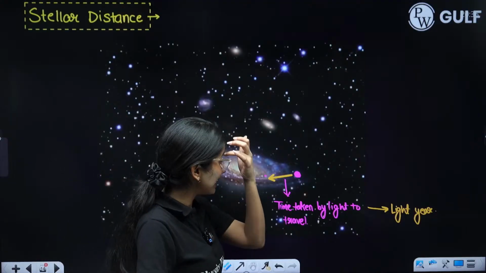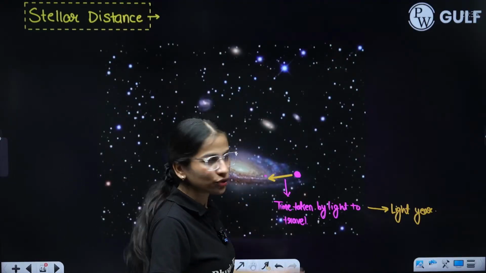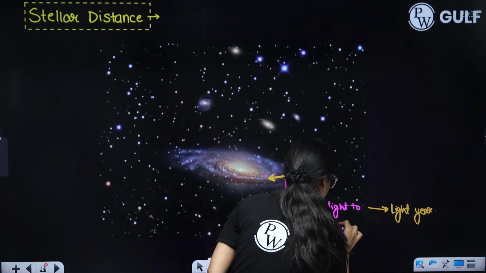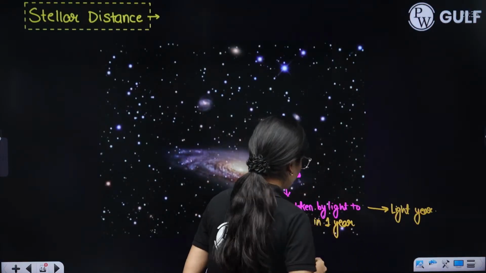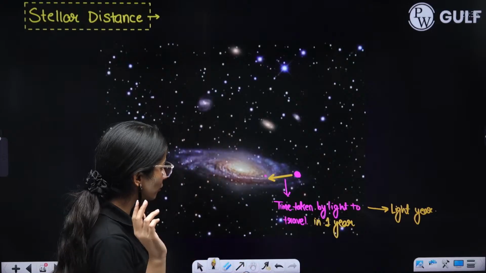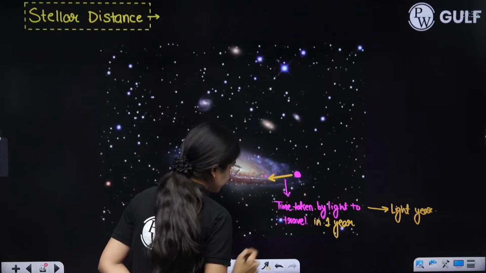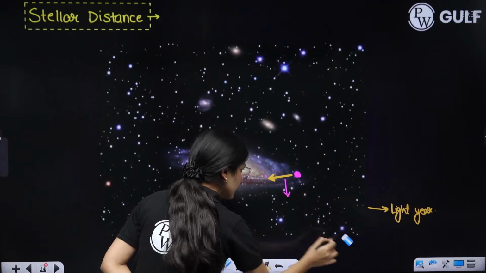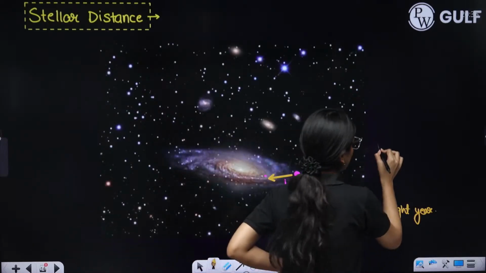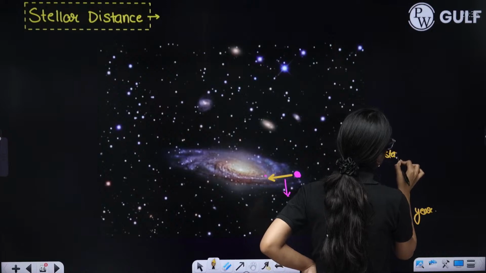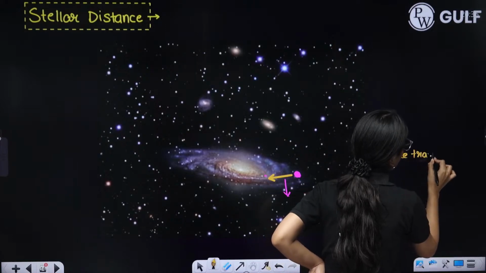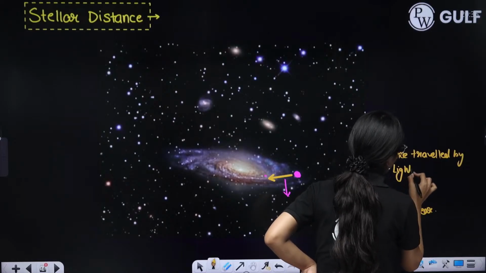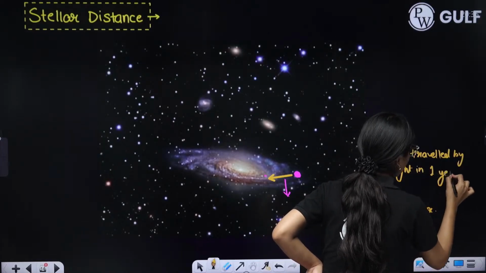So what exactly is light year? Time taken by light to travel in 1 year. Okay, in 1 year. Light year is, sorry, distance traveled by light in 1 year. Not time taken. I will write it over here, don't worry. Distance traveled by light in 1 year is a light year.